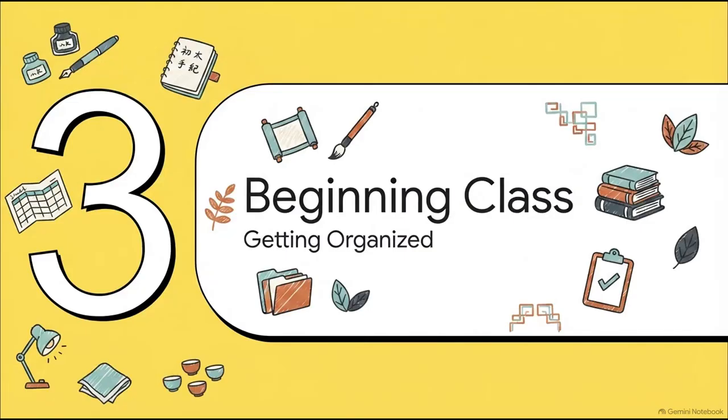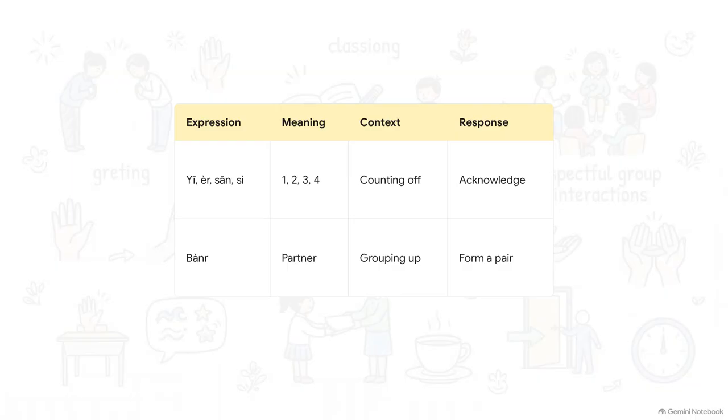Section 3. Beginning class and courses, getting organized. Now that you know how to correctly say yes or no, let's get the class organized. Add these to your 4-column notes. First up is 1, 2, 3, 4. You'll hear this when the teacher is counting off the class for groups. You just need to acknowledge your number.